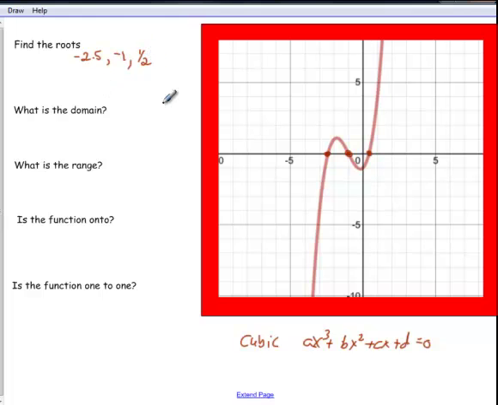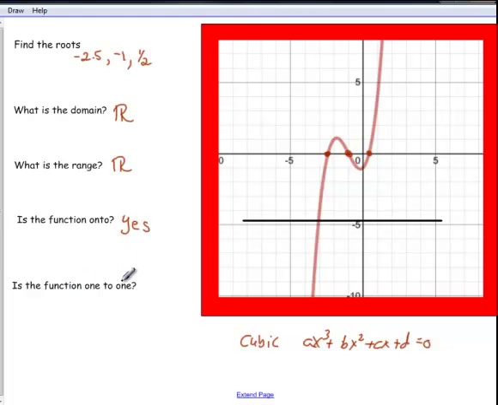Okay, what is the domain? All reals. What is the range? Well, this range is all reals, because it looks like it's going to pass through every possible real number. If I do my real test, yep, these are all my reals. 6, 5, 4, 3, 2, 1, 0, -1, -2, -3, -4. It passes all of them. Is the function onto? Will it pass onto every possible range? Yep. So this is onto.